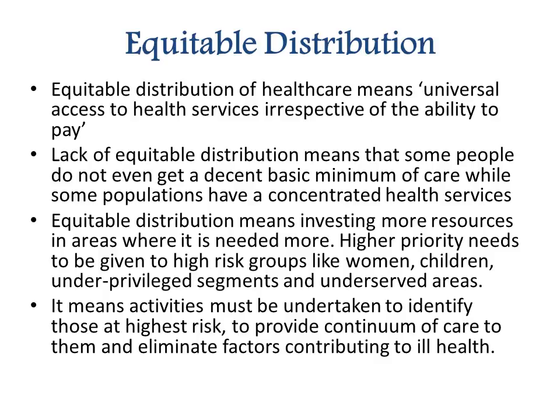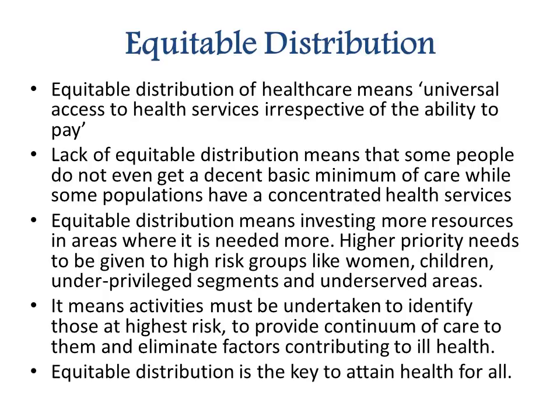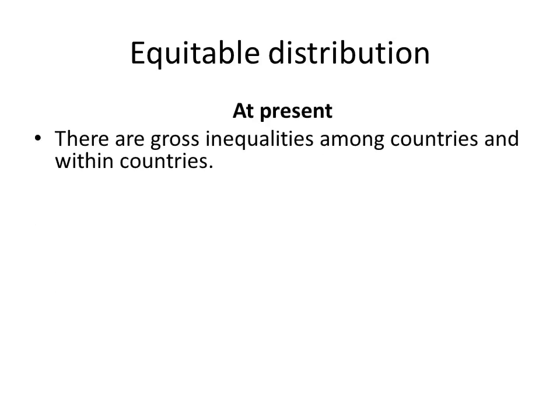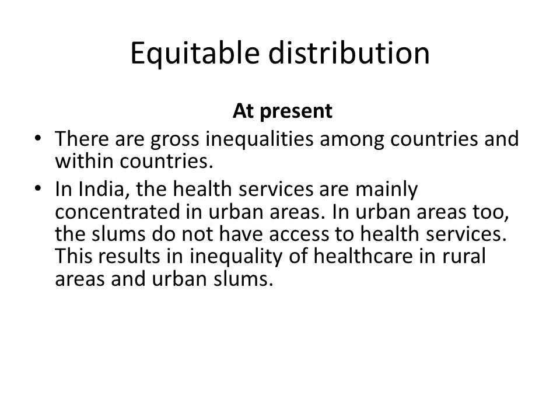Equitable distribution is the key to attain health for all. What is the situation at present? There are gross inequalities in healthcare services provision among countries and even within countries. In India, the health services are mainly concentrated in the urban areas. And even in urban areas, the slums do not have access to health services. So this results in inequality of healthcare in rural areas and in urban slums.